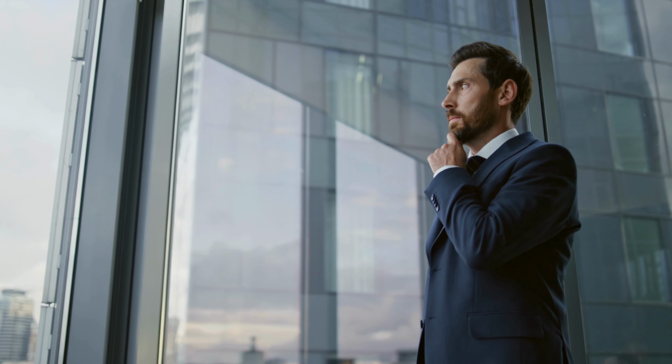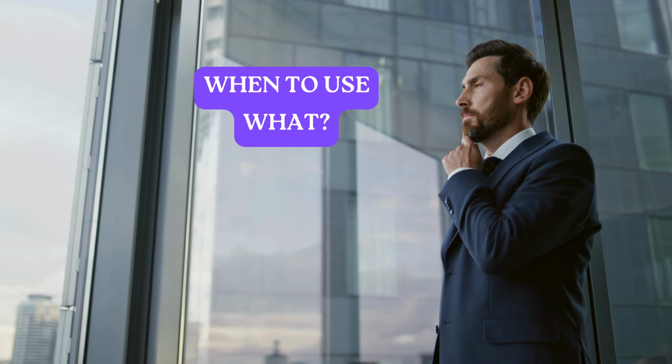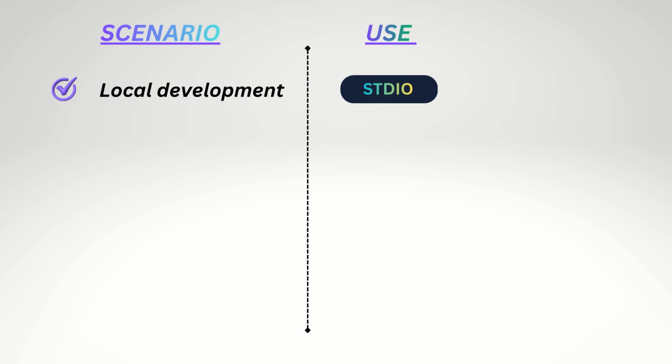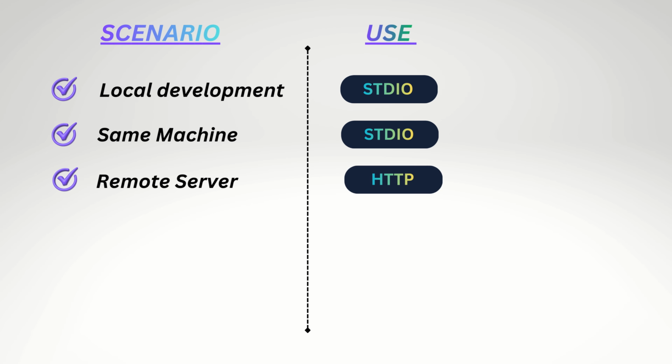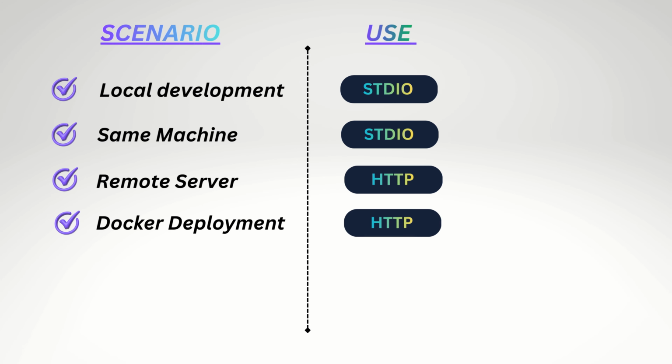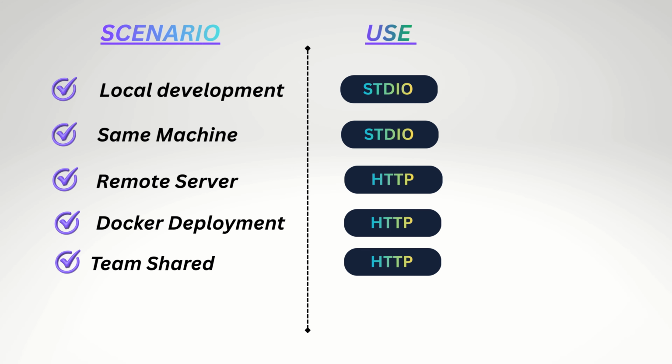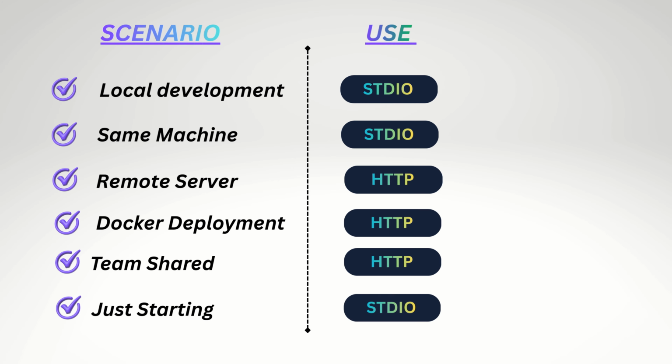So let's quickly understand when we should use which transport. For local development, use STDIO. For Claude Desktop on the same machine, use STDIO. For an MCP server on a remote server, use HTTP. For Docker deployment, use HTTP. For team shared use, use HTTP. And if you're just getting started, use STDIO. So the bottom line is start with STDIO, then graduate to HTTP when you need more flexibility.